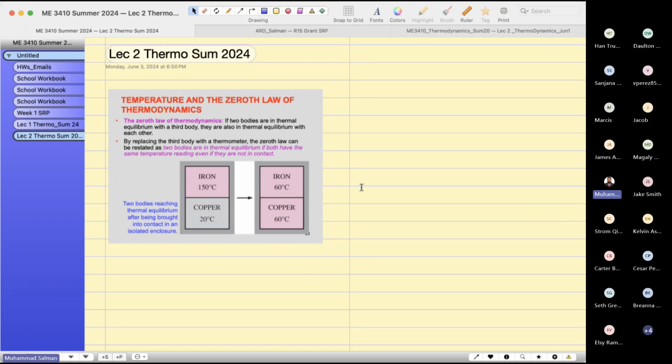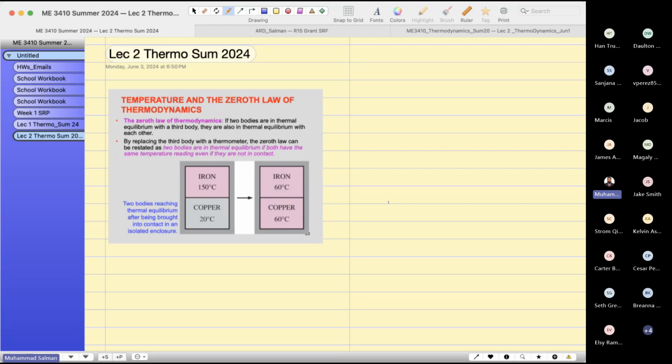And what is the zeroth law of thermodynamics? The zeroth law of thermodynamics states that when two bodies at different temperatures are joined together, the temperature becomes uniform, the same temperature for each body. This is the zeroth law of thermodynamics.